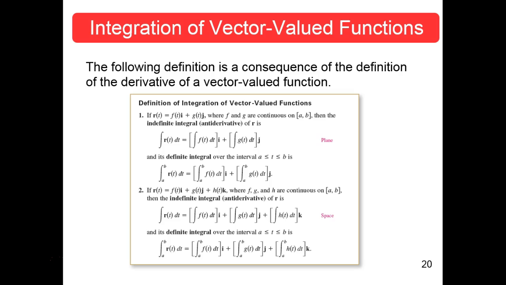If you had a definite integral over the interval, a less than or equal to t less than or equal to b, then your limits for the definite integral would be that, and that would be the integral from a to b of f of t dt. Evaluate that from a to b, i, plus integrate that, evaluate it between a and b, j, and you've got it. You get a vector.